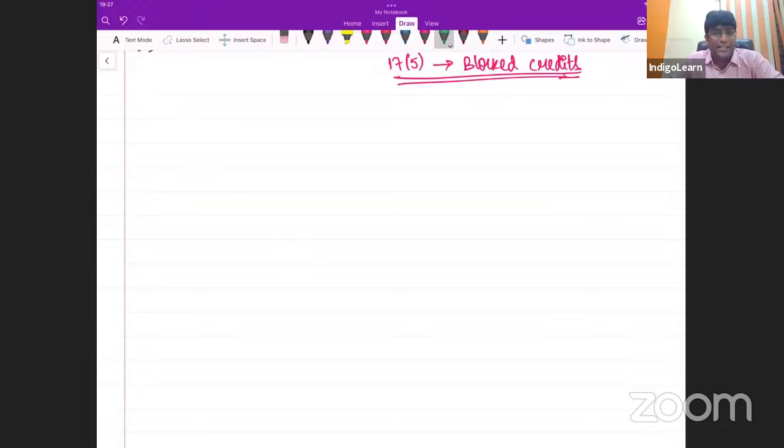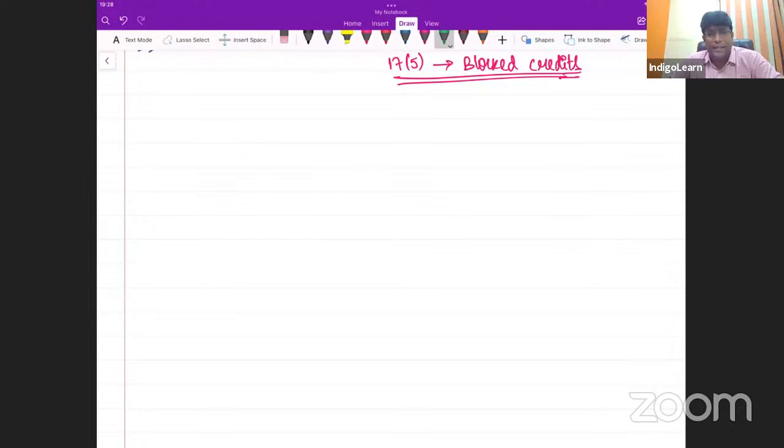Yeah, and somebody is asking, sir, what is the actual date of filing annual return? Actual date is whenever you file, but as per law, the due date is 31st December. When you file, it is in your hands. Actual date is when you file. Simple. So let me start discussion about block credits.